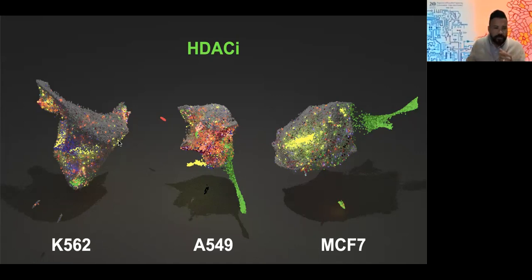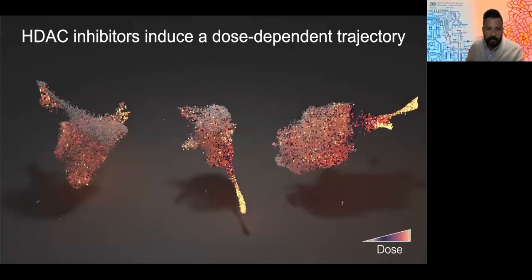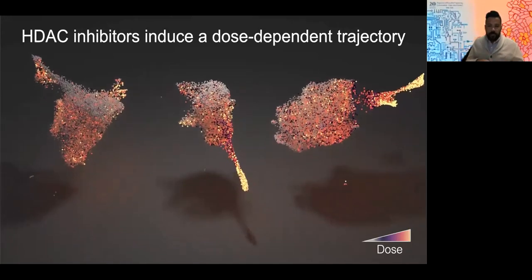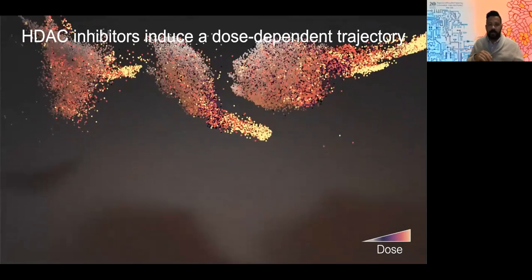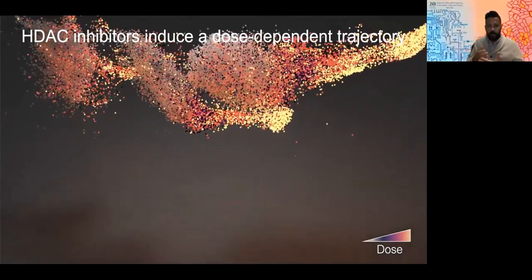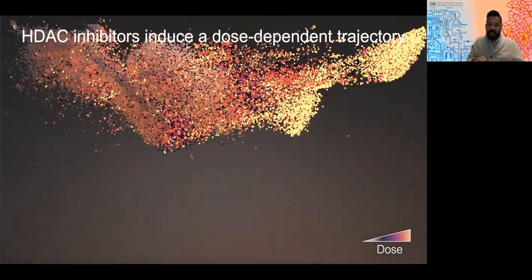Now, I'll note that K562 does have a similar projection, but because of the particular 3D UMAP orientation, it's actually going into the screen. So if you look at the shadow, there are actually 3 projections on this particular cell line. Now, the tips of those projections were enriched for cells that were exposed to high doses of an HDAC inhibitor, suggesting that they induce a dose-dependent trajectory. Now, to determine what defines a response and whether it's similar across all 3 cell lines, we used a mutual nearest neighbor approach to produce a consensus HDAC inhibitor trajectory.